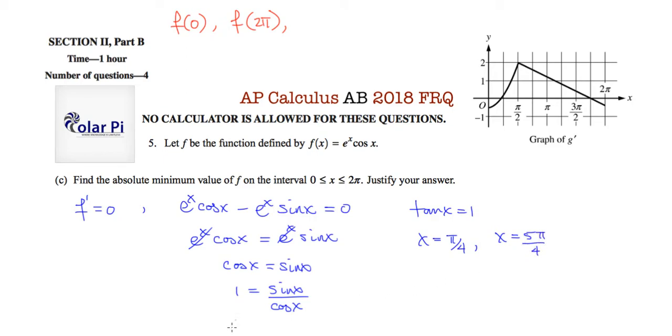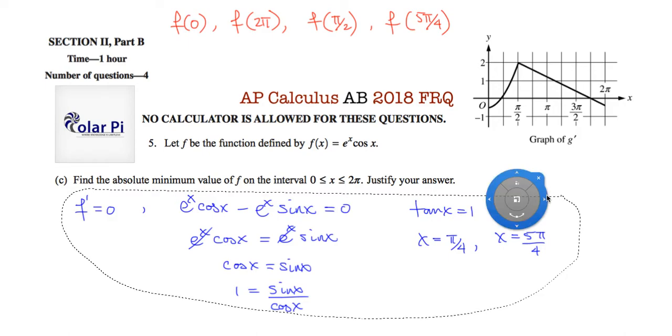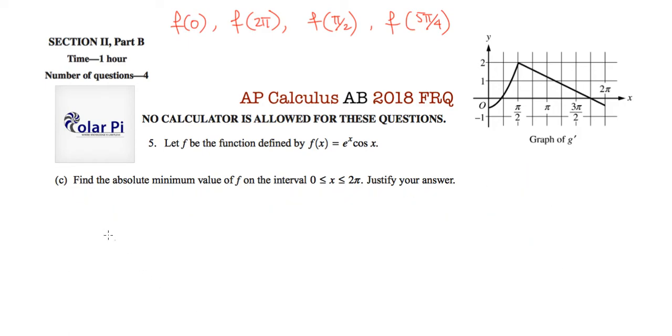So then in addition to f of 0 and f of 2 pi, we need to find values of f of pi over 4, and then f of 5 pi over 4. And the smallest of these will be the absolute minimum value of f on the interval from 0 to 2 pi. So first, what is f of 0?